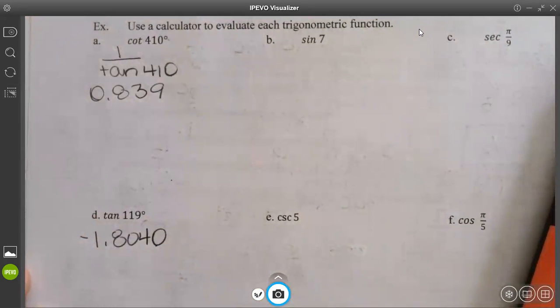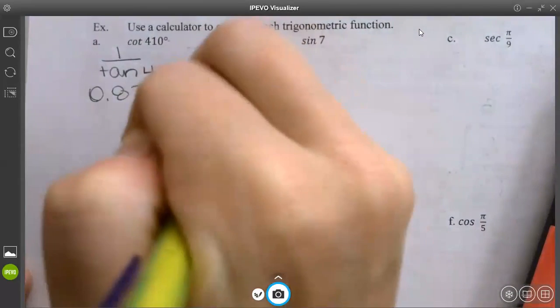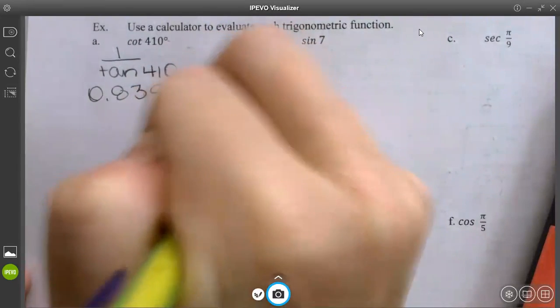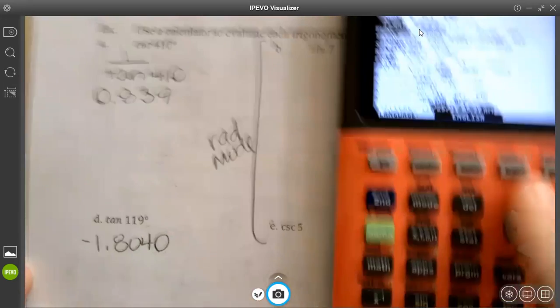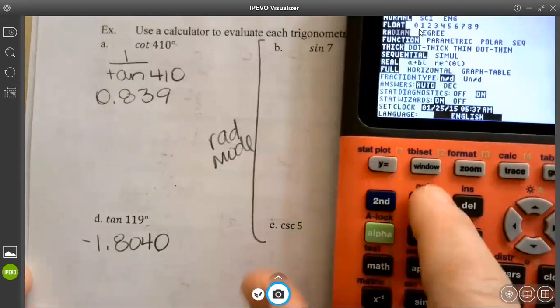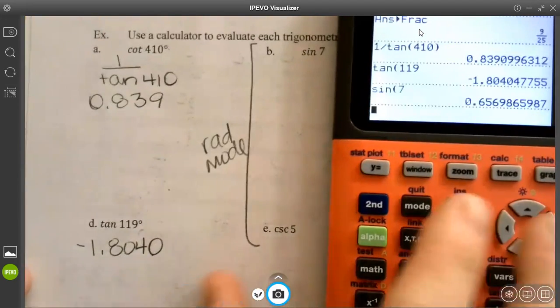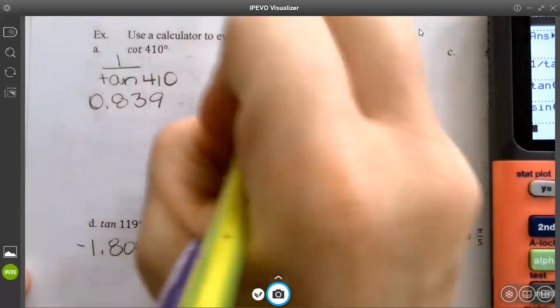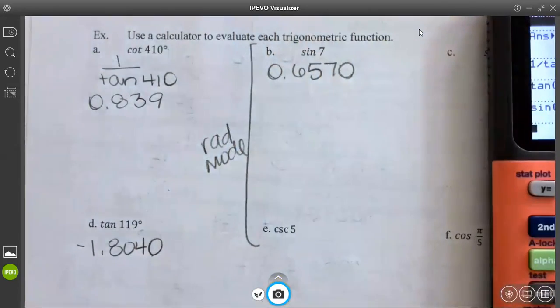All the rest are radians. So make sure that you know that all of these are in radian mode. So I'm gonna go back to my mode and highlight radian. Literally type in sine 7.6569, which would round to 6570. If you don't round it correctly, that's okay.